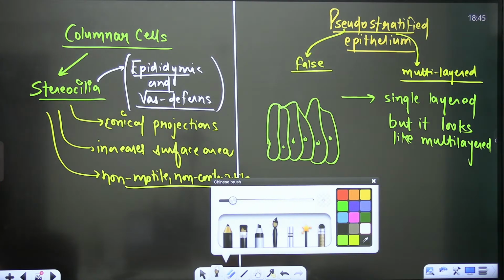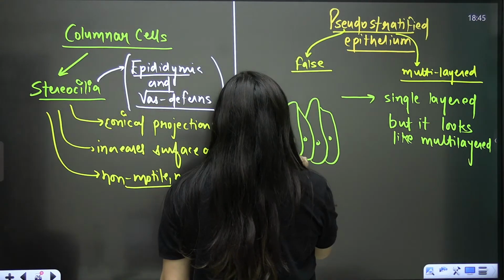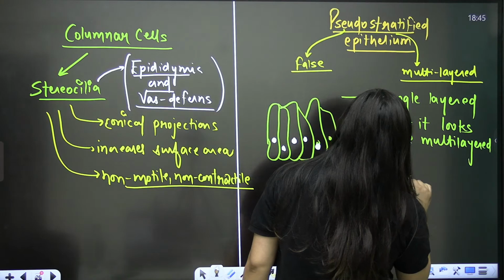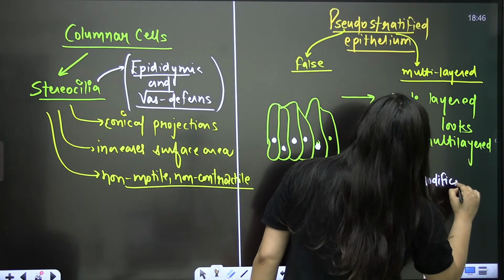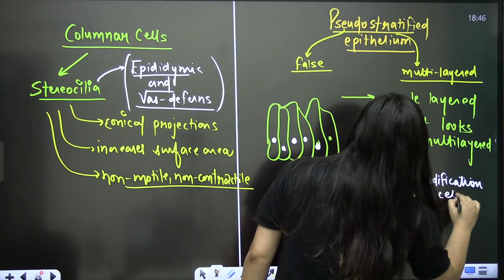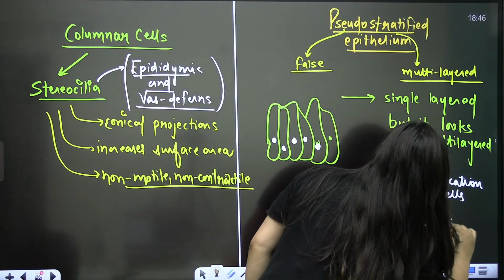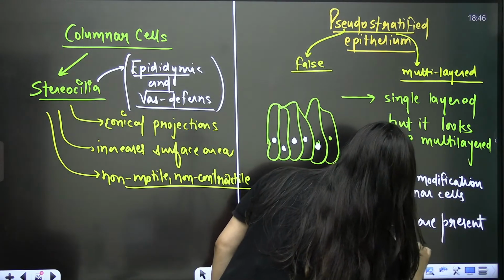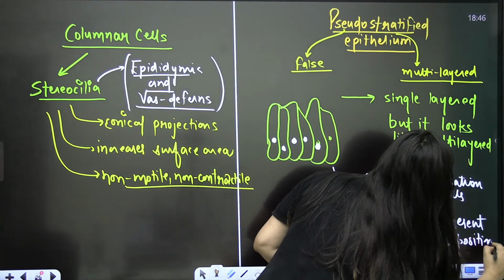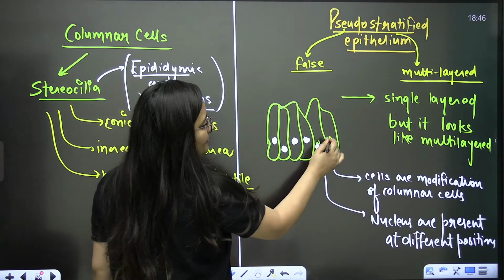Let me write it here. These cells are a modification of columnar cells. In this epithelium you will see that the nuclei are present at different positions. If you notice here, in some cells the nucleus is here, in others the nucleus is here. So the nucleus position is not the same.